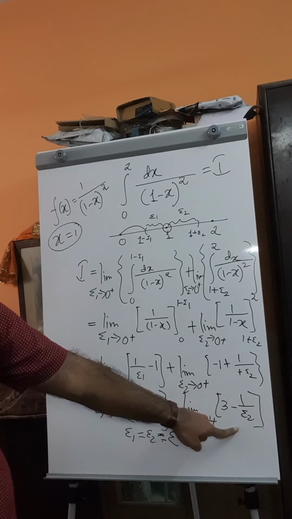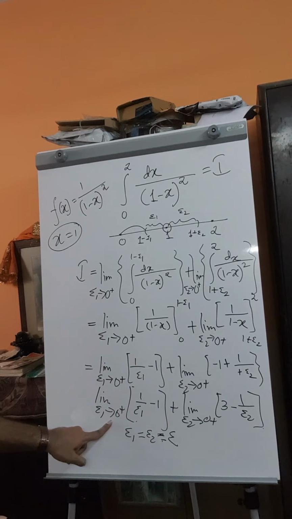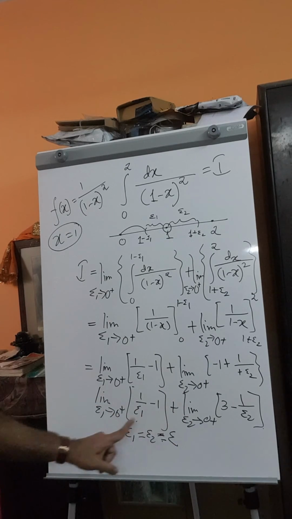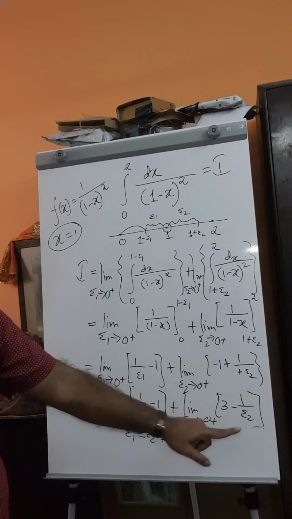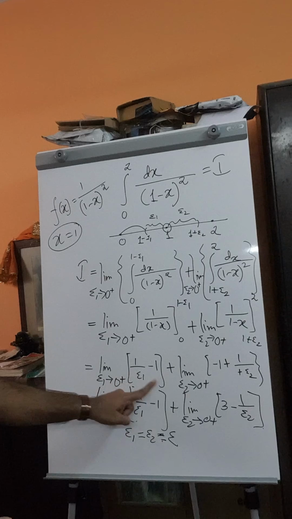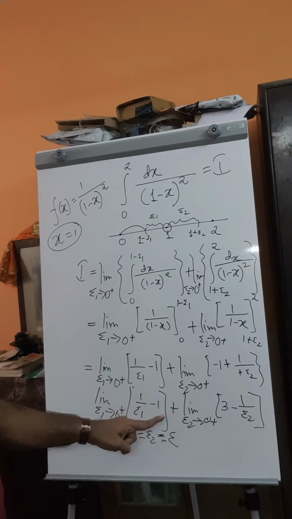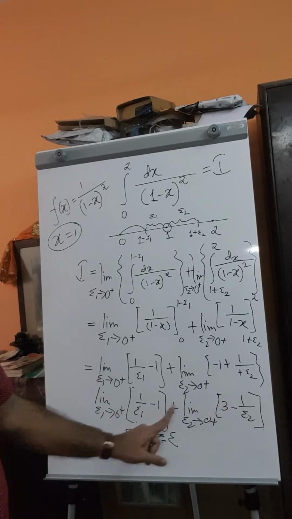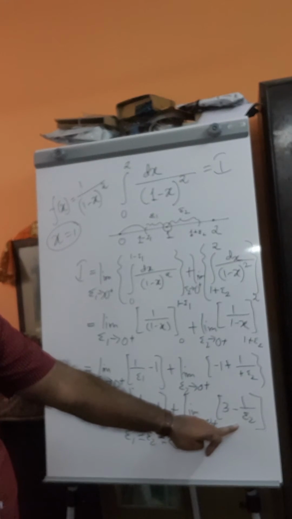So actually here the limit becomes limit epsilon tends to 0, 1 by epsilon minus 1, plus again limit epsilon tends to 0, because they are same now, 3 minus 1 by epsilon. So we can merge the two limits. Here we could not merge them before, because this limit is over epsilon 1 and this limit is over epsilon 2, but when they are equal, both the limits are on epsilon, we can merge these two functions, this plus this, and take limit epsilon tends to 0 over this plus this. That is the property of limit.